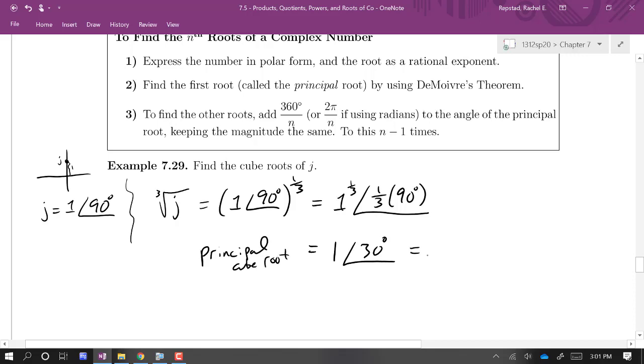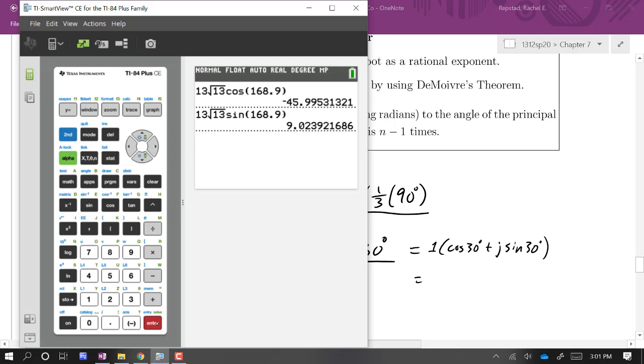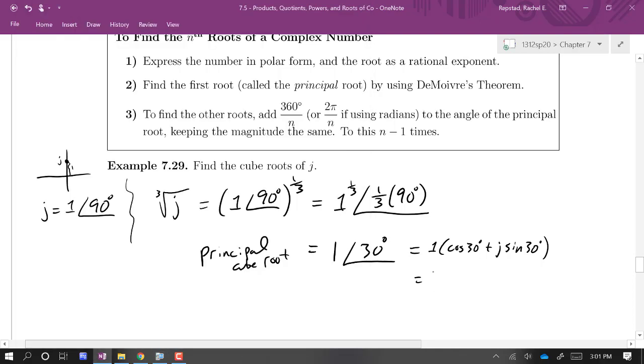We could find the rectangular form if we like. So this would be 1 cosine 30 plus j sine 30. Cosine 30, I think, is root 3 over 2, plus sine 30 is a half, so 1/2 j. So there it is in polar and rectangular form.